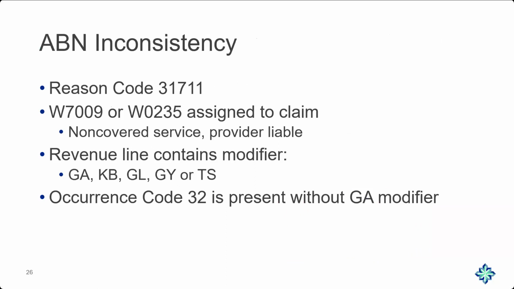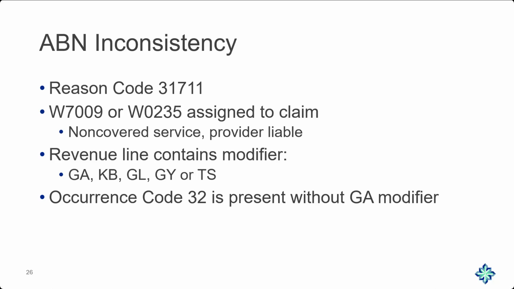Next up is reason code 31711. And this states that reason codes W7009 or W0235 were assigned to the claim, and the revenue lines contain one of the modifiers that you see listed here. It could also mean that the claim has an occurrence code 32, indicating that an ABN was delivered, but there's no GA modifier. So there's a mismatch, and that's why I use the word inconsistency.